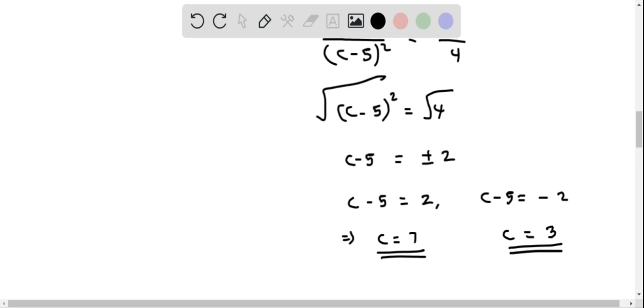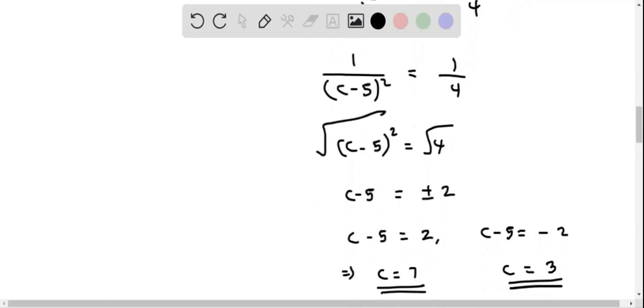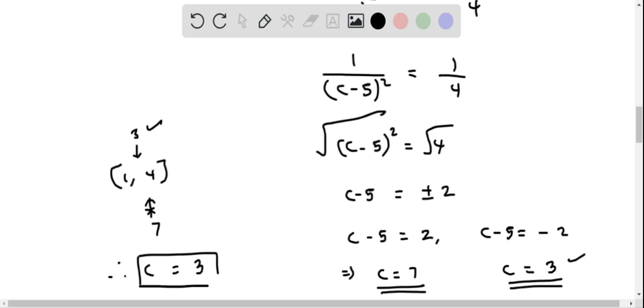And we have to verify which c belongs to this function, or which one satisfies this mean value theorem. Considering c equal to 7, the closed interval of this function is 1 comma 4. This 7 does not lie in between 1 comma 4. However, c equal to 3, that is when x equal to 3, lies between 1 comma 4. So therefore we have determined that c equal to 3 is the one which lies in this closed interval, which satisfies the mean value theorem.